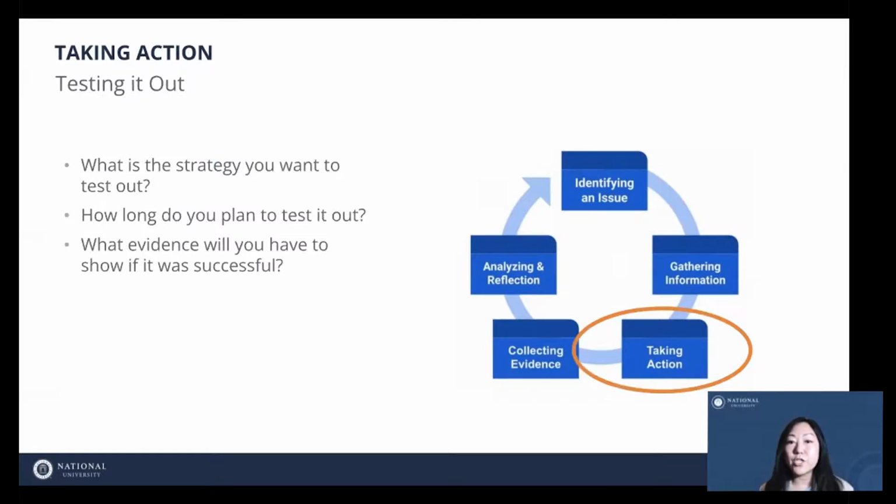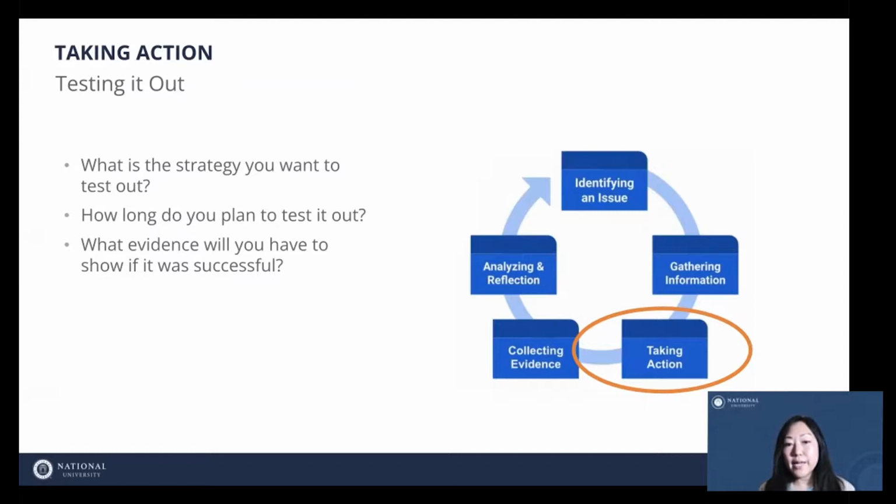Based on the information you gathered through your literature and considering the types of data accessible to you that is related to your topic, what is the research-based strategy you would like to test out? Why is this a good strategy to use with your students? What do you hope to see as a result?